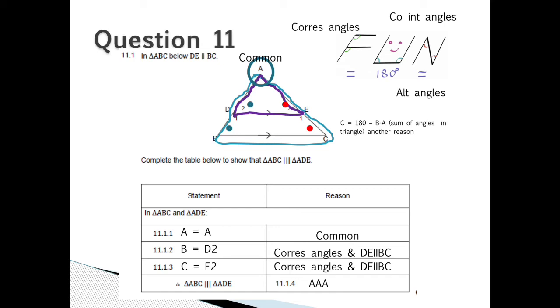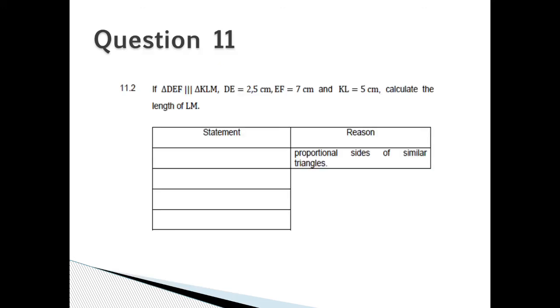Therefore, triangle ABC is similar to triangle ADE. And my reason is angle, angle, angle. Question 11.2. If triangle DEF is similar to triangle KLM, and DE is equal to 2.5 centimeters, and EF is equal to 7 centimeters, and KL is equal to 5 centimeters, can you calculate the length of LM?